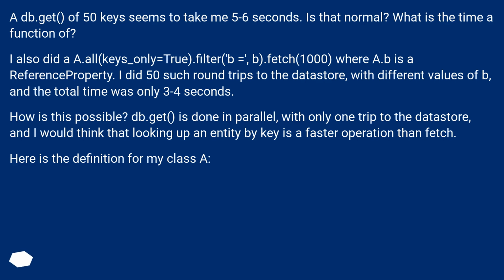I also did A.all(keys_only=True).filter(b = b).fetch(1000), where a.b is a reference property. I did 50 such round trips to the datastore, with different values of b, and the total time was only 3 to 4 seconds. How is this possible? db.get is done in parallel, with only one trip to the datastore, and I would think that looking up an entity by key is a faster operation than fetch.